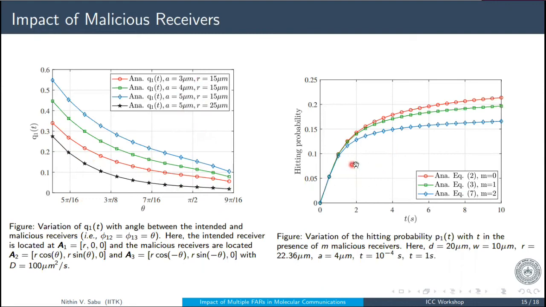Now this plot represents the variation of hitting probability with time when the number of malicious receivers is increased. The red line represents the hitting probability when there are no malicious receivers in the medium. Green one represents that there is one malicious receiver, and blue one represents there are two malicious receivers. So when the number of malicious receivers increases, there is a significant drop in hitting probability, which affects the secrecy of the communication channel.